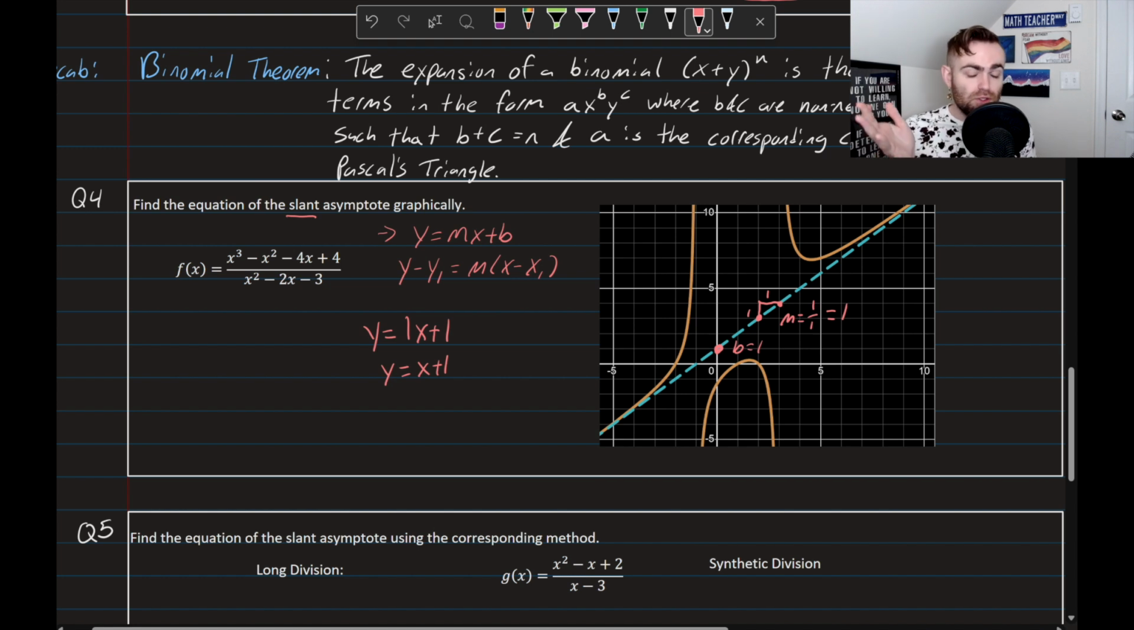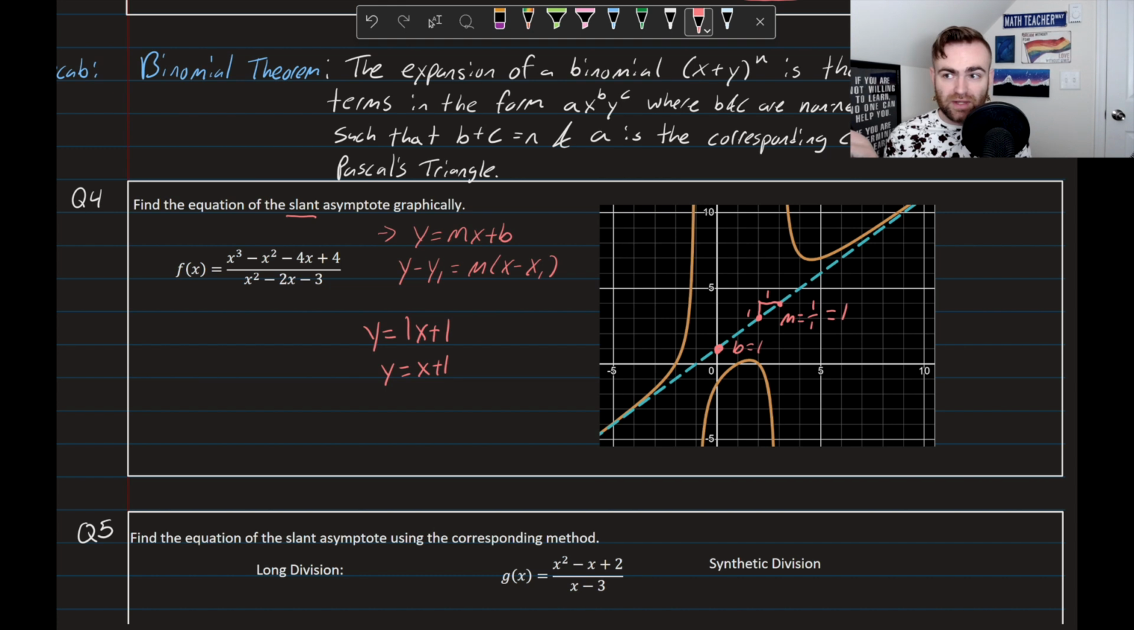So graphically, not too bad. Really, you can just find the y-intercept, and you're going to be able to figure that out pretty nicely for the most part. And then you can figure out the slope by looking at two nice points and the rise over the run for them. If you didn't have a nice point, you can use point-slope form graphically.